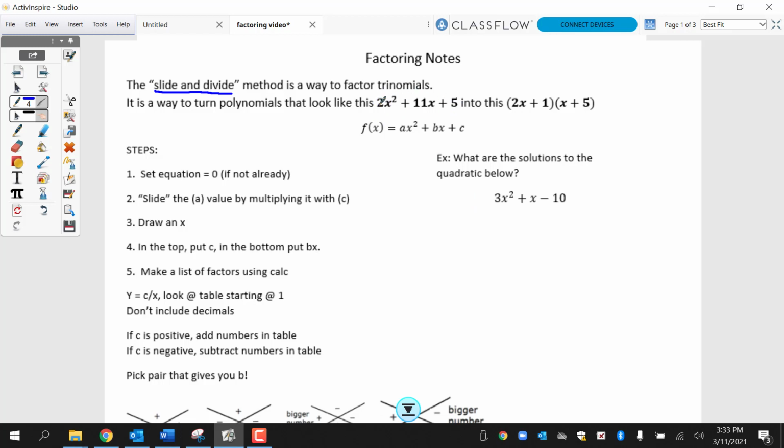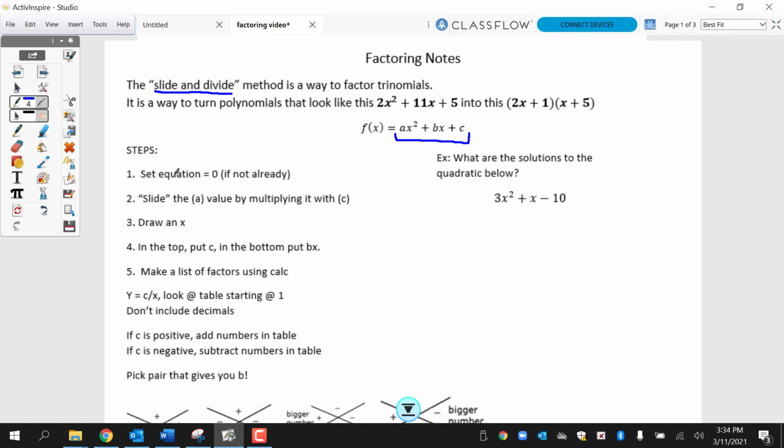So we know we're starting out with something that looks like this, which we would say, okay, whatever your number with x squared, that's A. Whatever is the number with just x is B. Whatever is the plain number at the end is C. So when it says, what are the solutions or factor, that means that's what we're about to do right now.